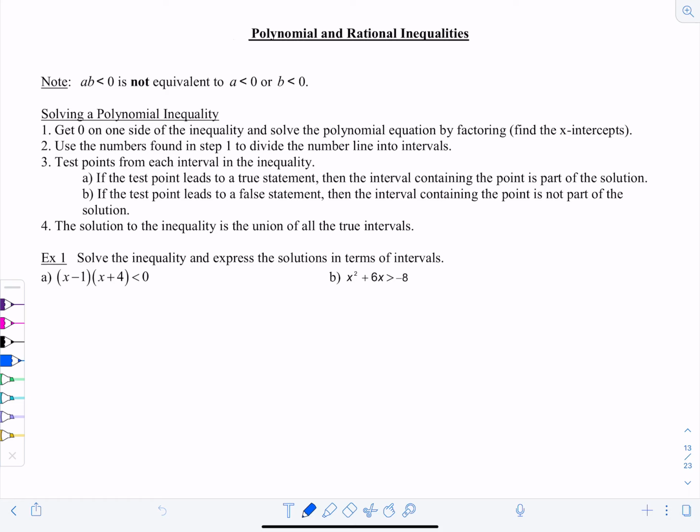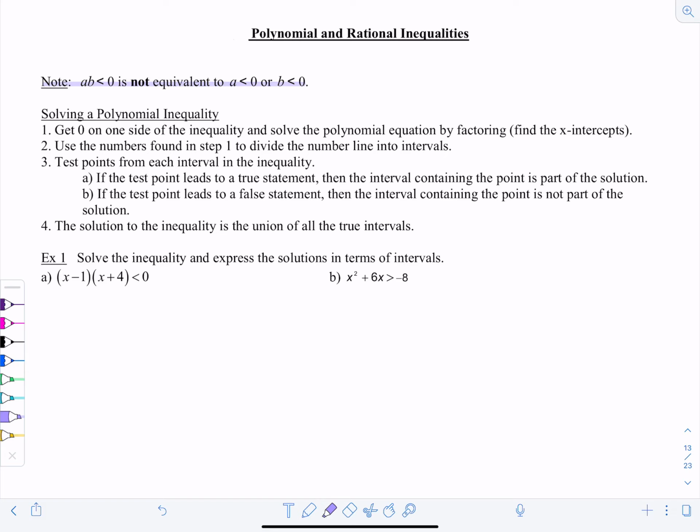You'll remember when you're just solving a regular linear inequality, if you multiply or divide by a negative, you need to reverse the direction of the inequality sign. And our zero product property does not hold for inequalities. So a times b less than 0 is not equivalent to a less than 0 or b less than 0. So what do we do? Here are the steps to solve a polynomial inequality.